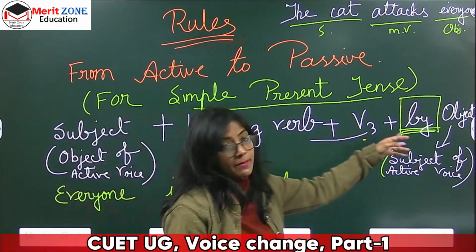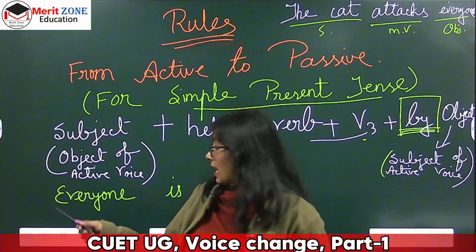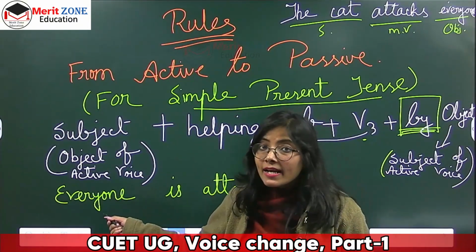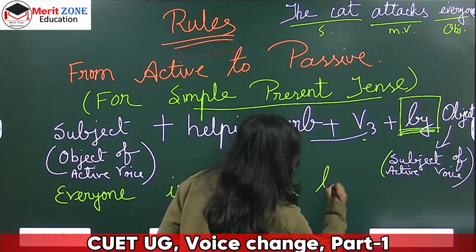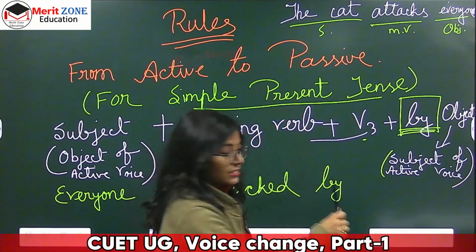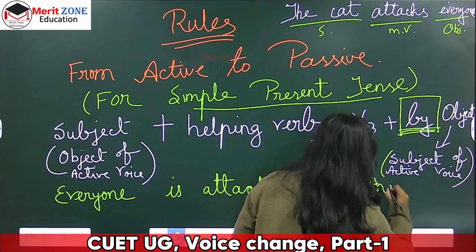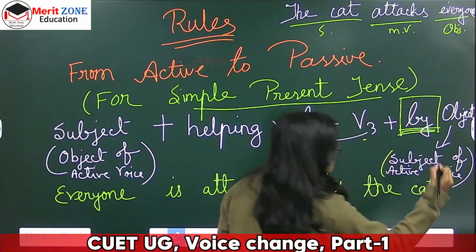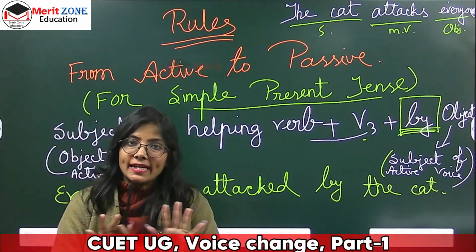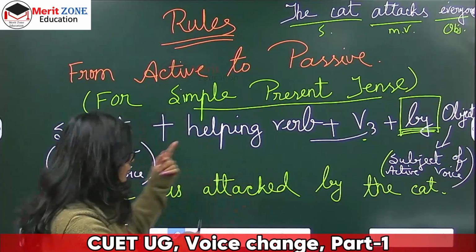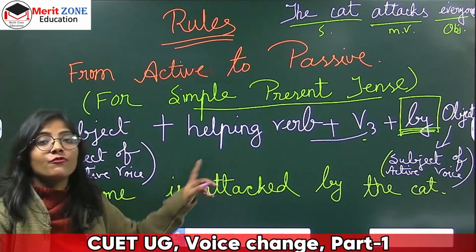Then comes the by part, किसके द्वारा? क्योंकि यहाँ पर everyone तो काम नहीं कर रहे हैं, यहाँ पर doer तो है cat. So, by the cat. Okay, everyone is attacked by the cat. So, that is the end of the sentence, and we have changed it into passive voice.